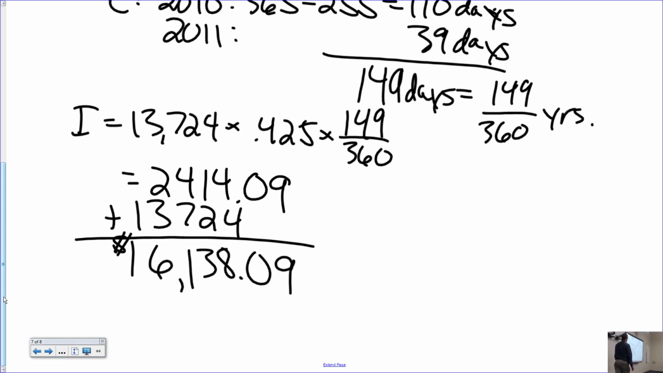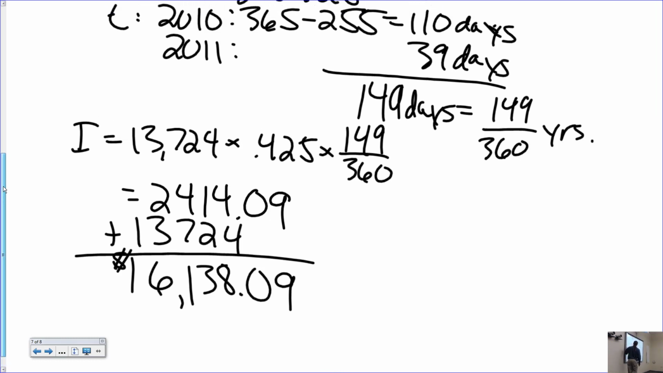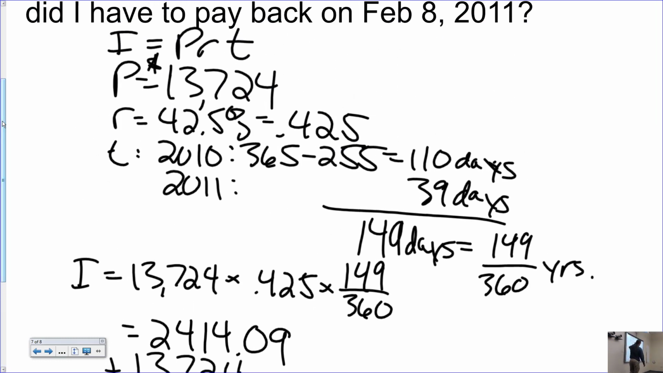So again, just be careful. Remember how to calculate the number of days between two dates, right? And you will get the Julian calendar for the test. You get to bring the entire packet with you. I will have packets available on test day just in case. Alright.